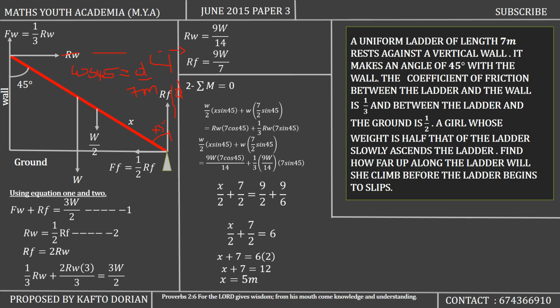7 meters, in which I will cross multiply to have my perpendicular distance. So the force times the perpendicular distance will be 7 cos 45 degrees. Now, to find the perpendicular distance of the frictional force on the wall, we are still using the same principle.